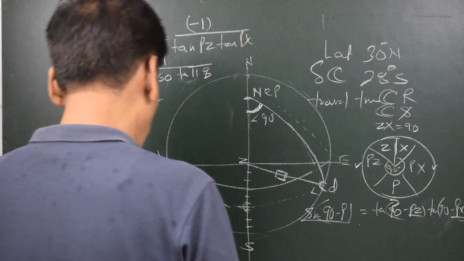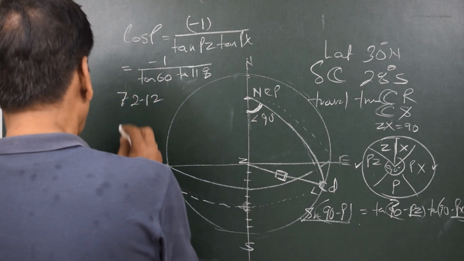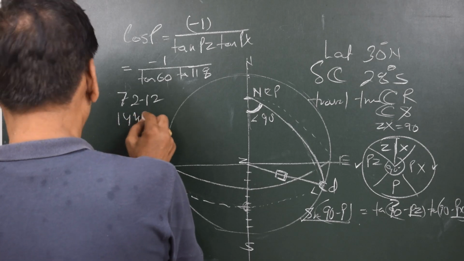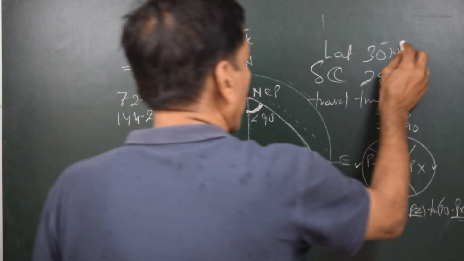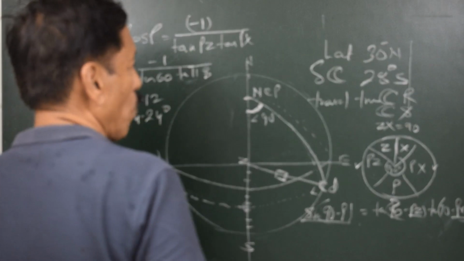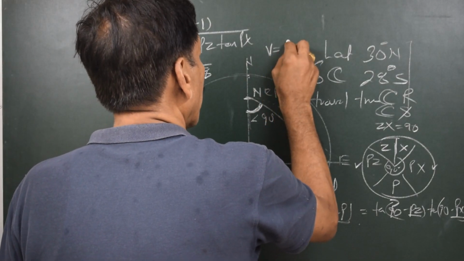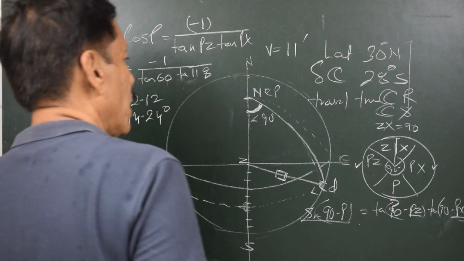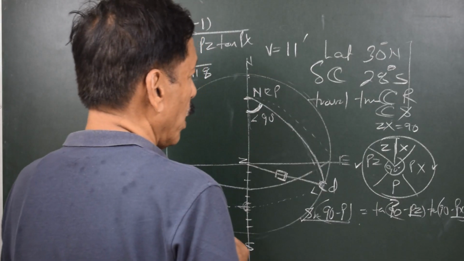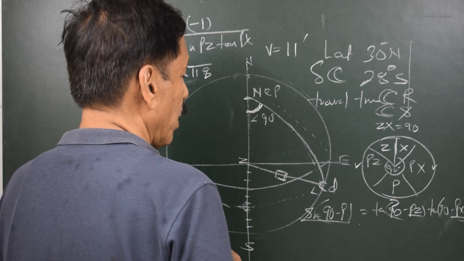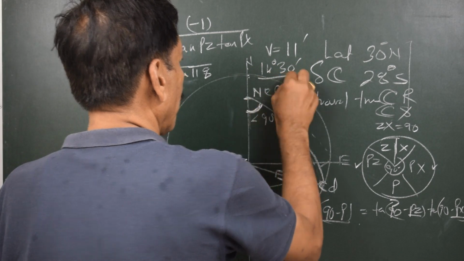72.12. If I multiply this by 2, I get the angle traversed till the moonset, so it becomes 144.24. In this question, what I have not given is the average value of V. So suppose the average value of V was 11 minutes. So the rate of change of meridian by the moon would be 14 degrees 19 plus 11, that means 14 degrees 30 minutes per hour.